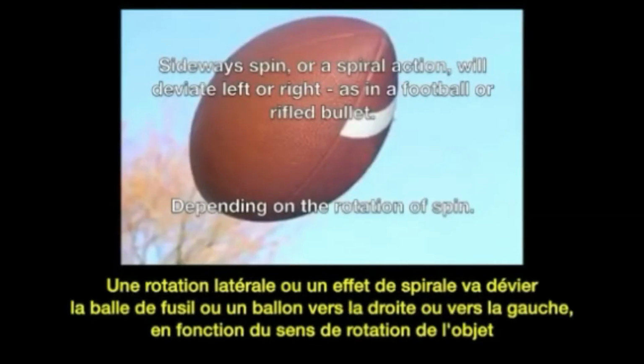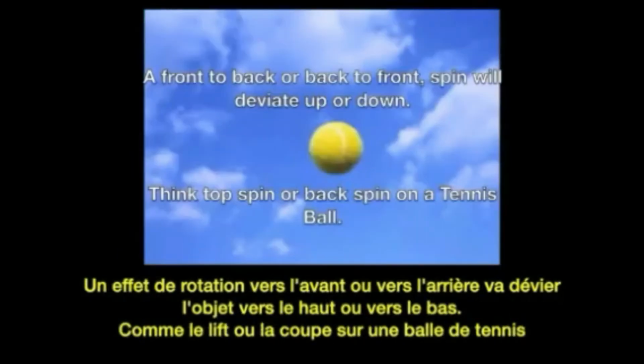Sideways spin or a spiral action will deviate left or right, as in a football or rifled bullet, depending on the rotation of spin. A front to back or back to front spin will deviate up or down. Think top spin, backspin on a tennis ball.